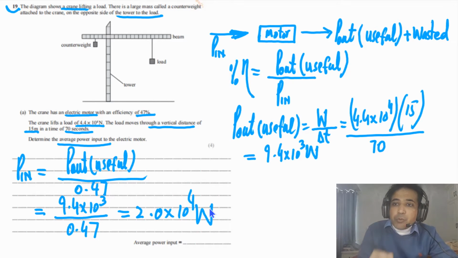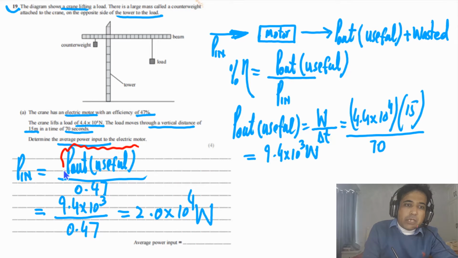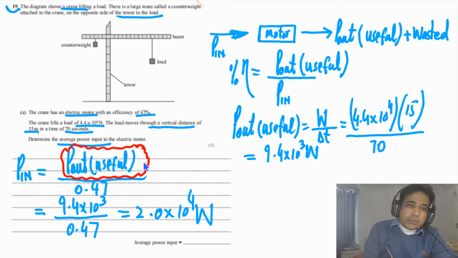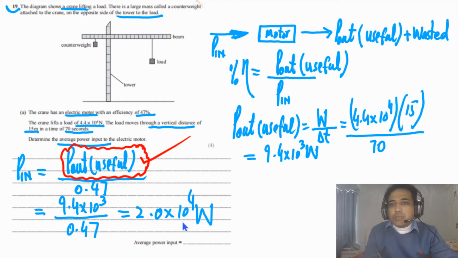One important point is you need to understand this has to be P out useful. Most of the time students simply understand P out over P in, and that is not right physics. So you need to understand P useful. So this is how we can answer, and this question has 4 marks. If you have written these steps, you will get the 4 marks.